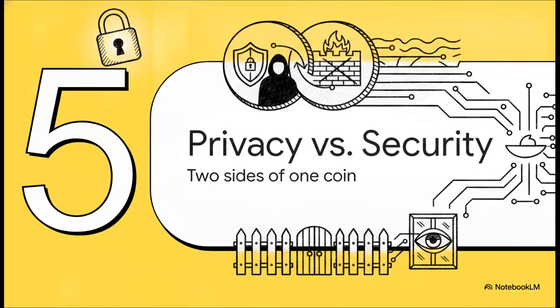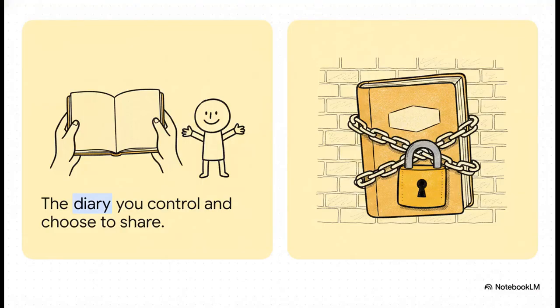And finally, Section 5, privacy versus security. 2 sides of the exact same coin. Okay, the absolute best way to understand this is what we call the diary and the lock analogy. Data privacy, that's the diary itself. It's your personal information and you have the right to control it. You decide if you want to happily share a few pages with a trusted best friend, just like you choose to share your credit card info to buy something online or allow some fun app to access your camera and location. You are in complete control of who gets to see it.